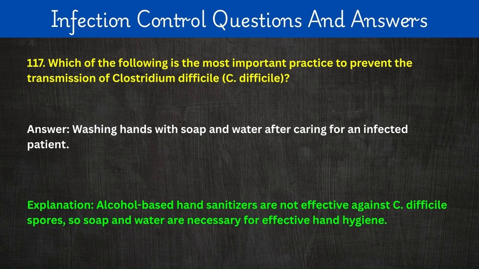117. Which of the following is the most important practice to prevent the transmission of Clostridium difficile, C. difficile? Answer: washing hands with soap and water after caring for an infected patient. Explanation: alcohol-based hand sanitizers are not effective against C. difficile spores, so soap and water are necessary for effective hand hygiene.